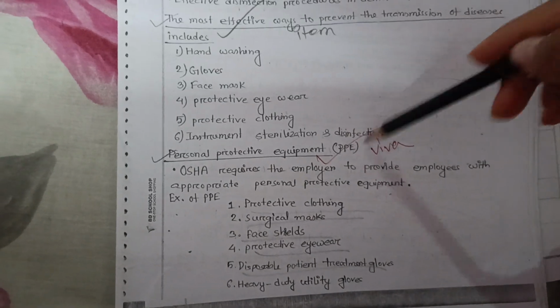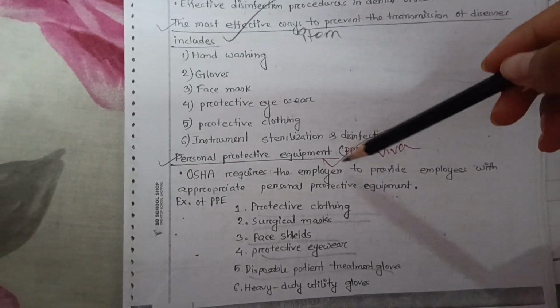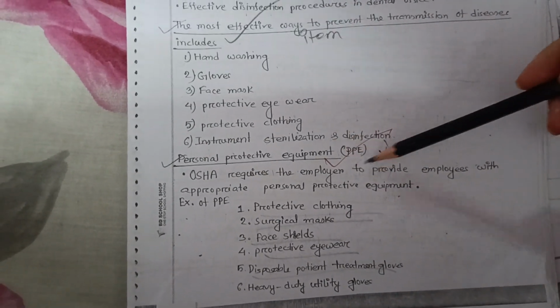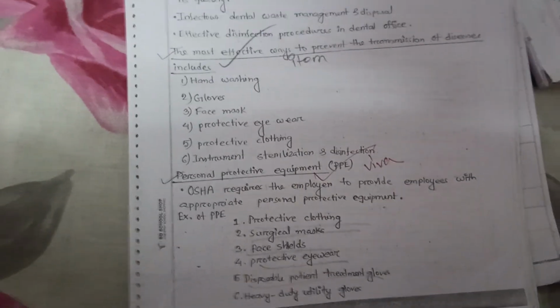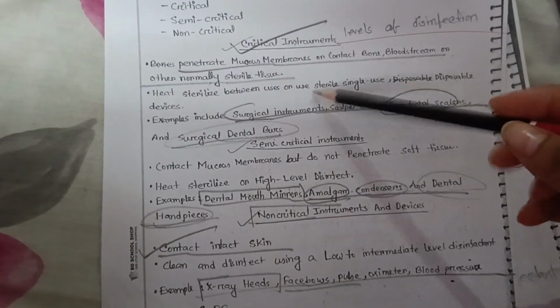What's the full form of PPE? It's also very important. What's the full form of PPE? Personal protective equipment. Critical instruments, these are also very important.